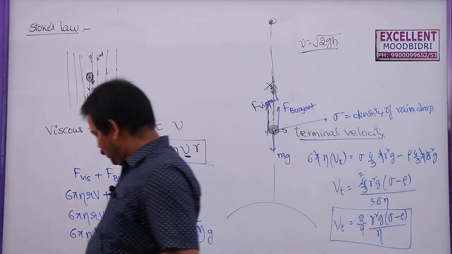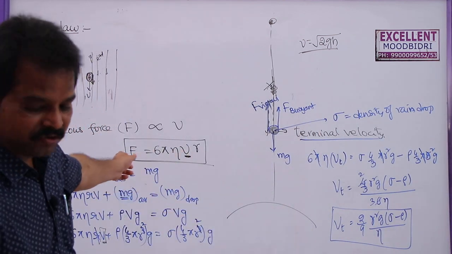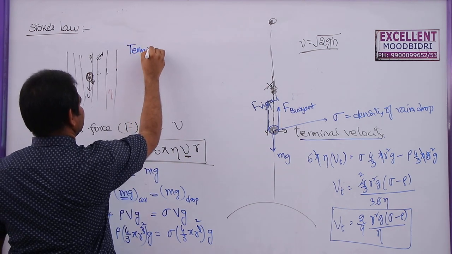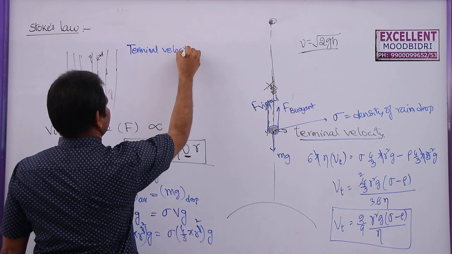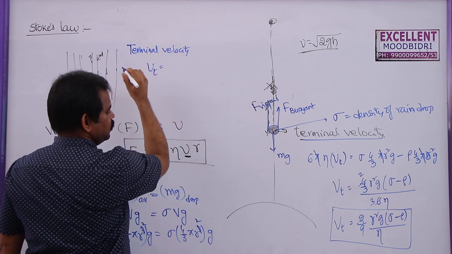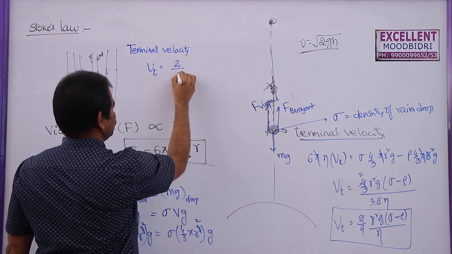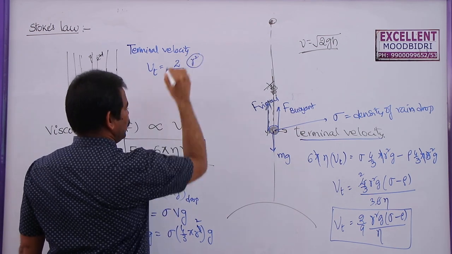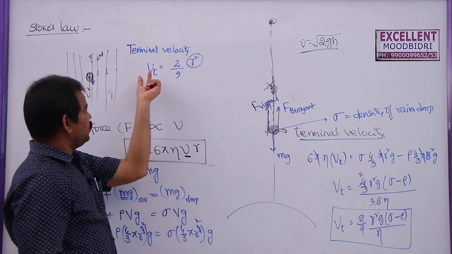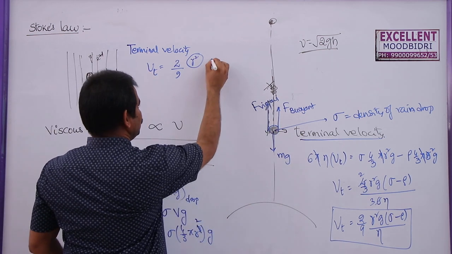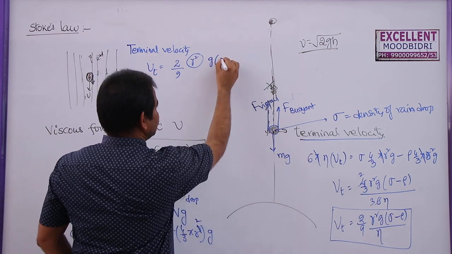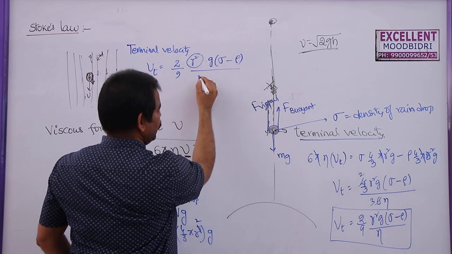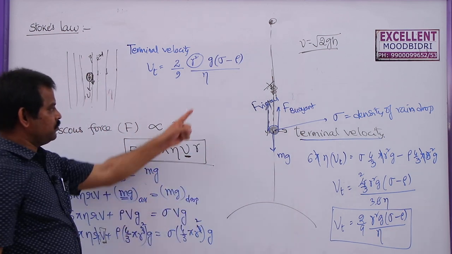Now this terminal velocity depends on dash. You can see this equation. The terminal velocity Vt is equal to 2 by 9, 2 is a constant, 9 is a constant, r square is a variable. Whenever the radius of the raindrop increases, terminal velocity will increase. G is constant, and sigma is the density of the raindrop and rho is the density of air, by eta, the coefficient of viscosity.